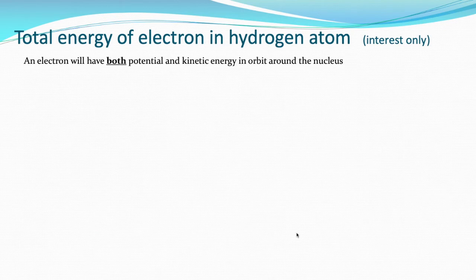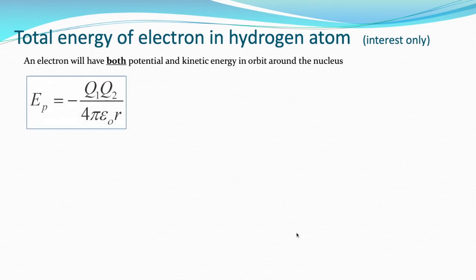So here we go. Remember, the electron has both potential and kinetic energy. It's going to have negative potential energy, remember, because you'd have to do work to move it out of the field to get it up to the 0 of its electrical potential. So the electrical potential energy relationship is there: minus Q1 Q2 over 4 pi epsilon naught r.